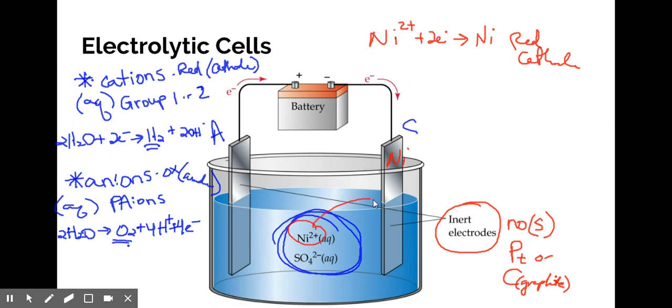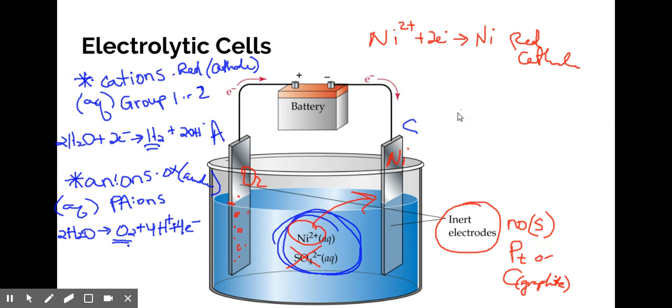We already said nickel was going to reduce. Sulfate here is a polyatomic ion. So that means that is not going to oxidize. It's just going to float around in here as a spectator. So that means it's not doing anything. What is going to oxidize instead is the water that's in this aqueous solution. So I'm going to actually have little gas bubbles form at this electrode, my anode. And so what that is telling me is I have little oxygen gas bubbles being formed there.